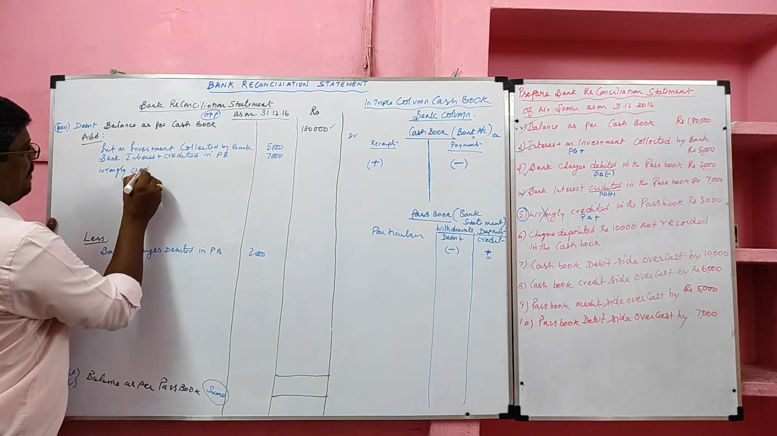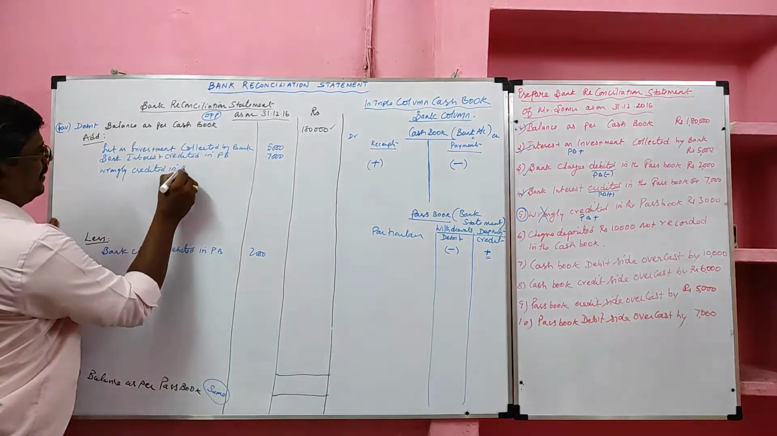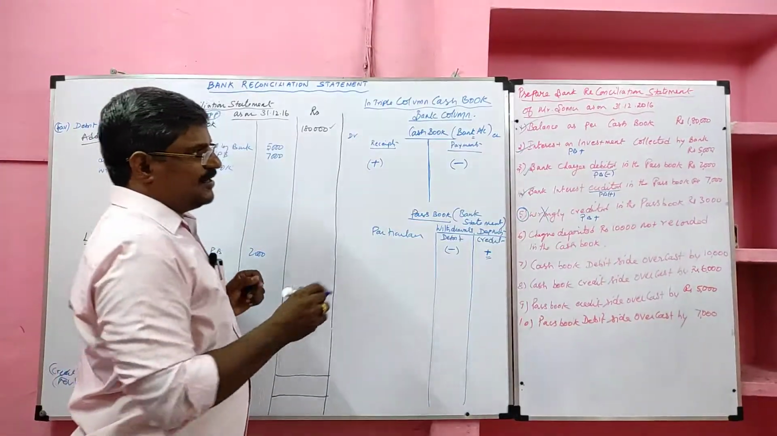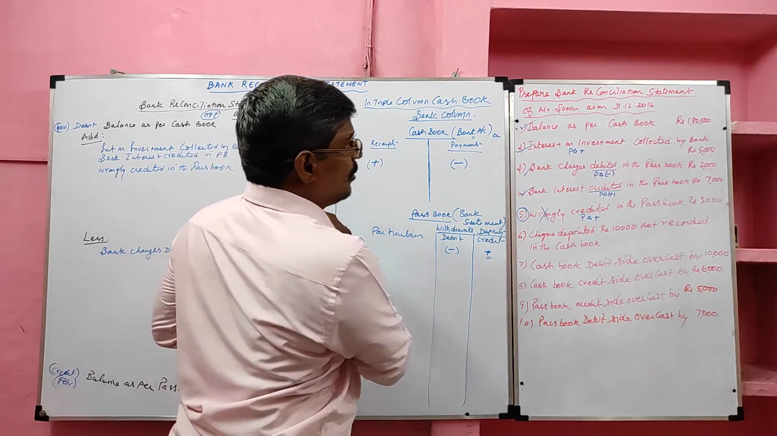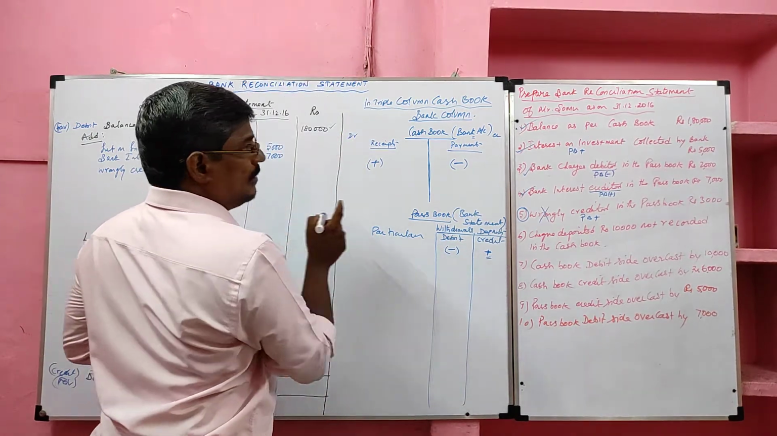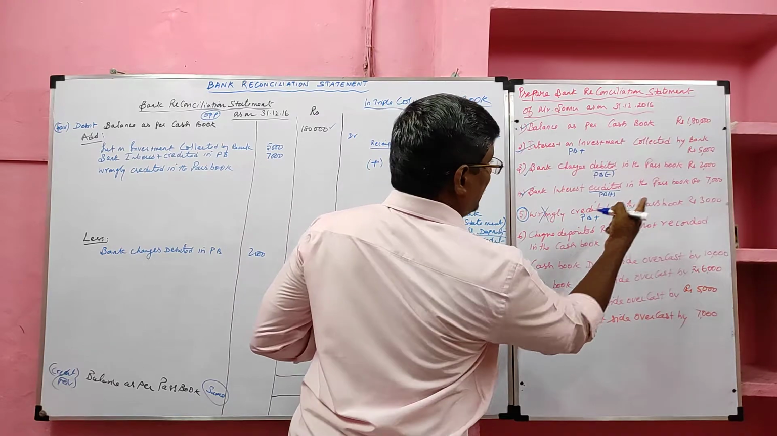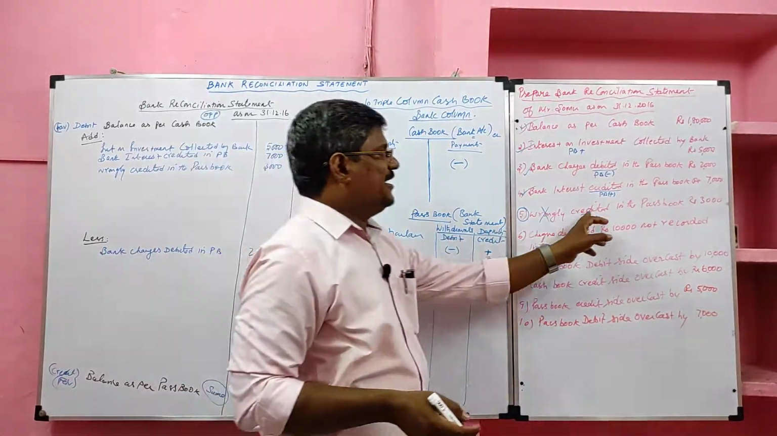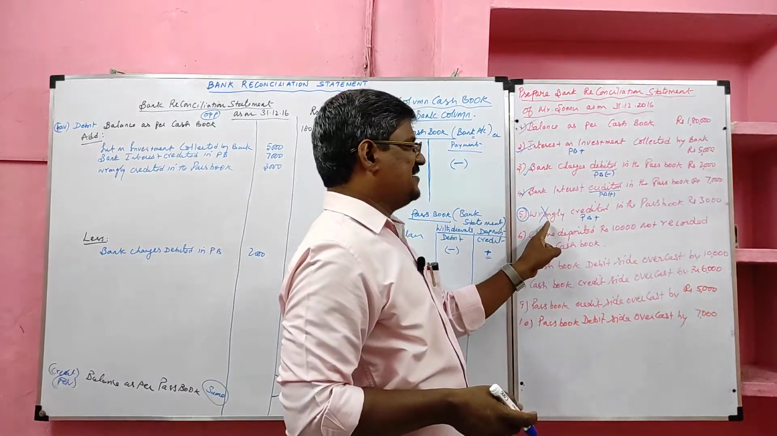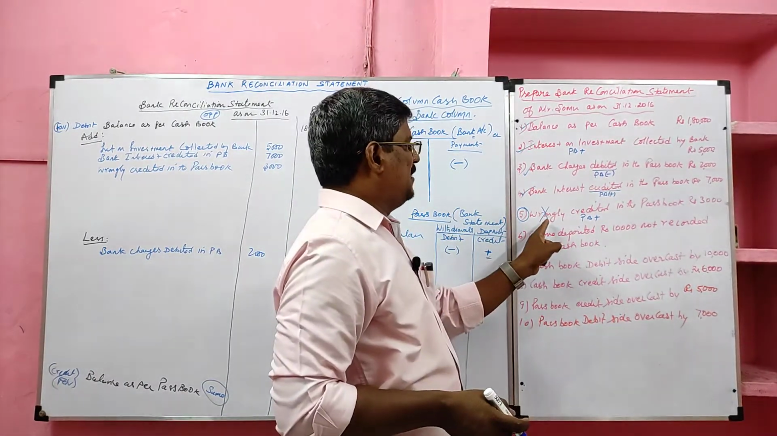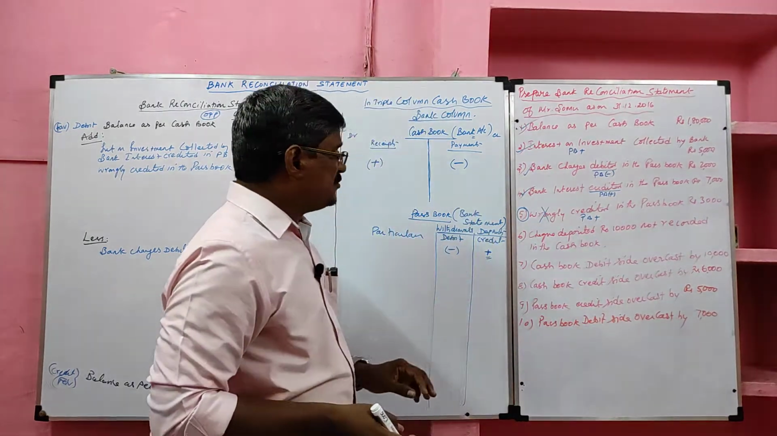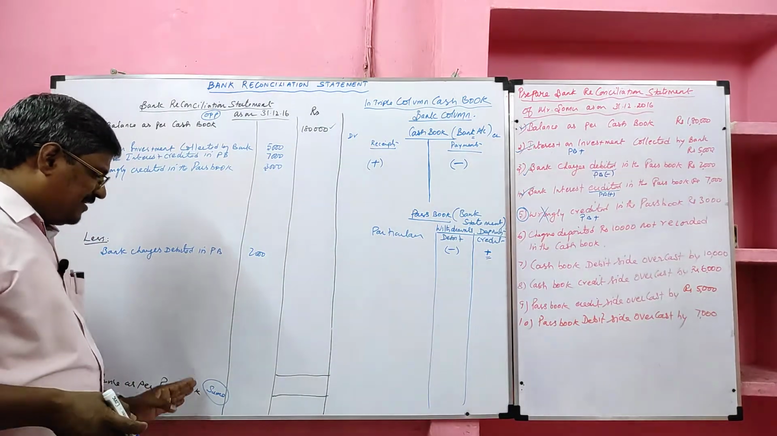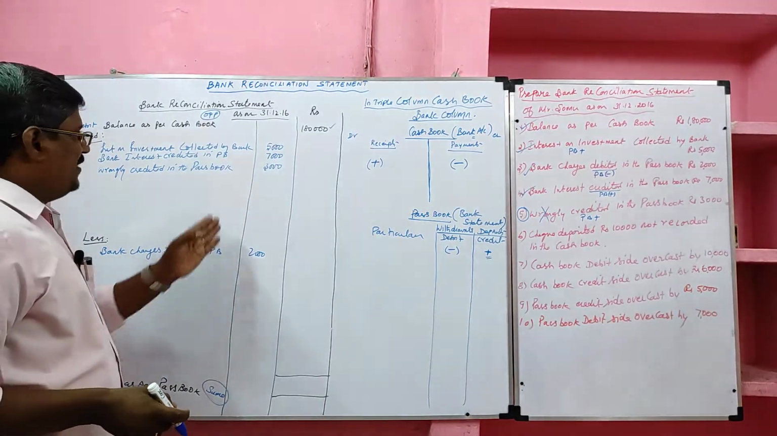Wrongly credited in the passbook, how much? 3,000. Once again, wrongly credited in the passbook. So we need not consider the word wrongly for BRS. Credited in the passbook. Credited means what they did in passbook, it was added. So here what we have to do? What they did in the passbook, we have to do the same thing. Okay, we have to add that.